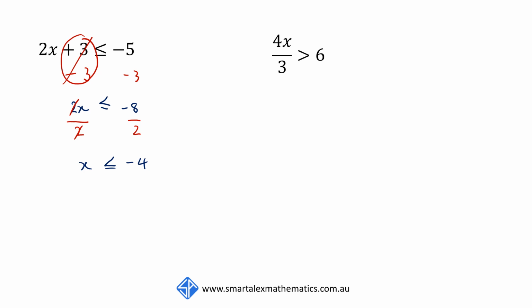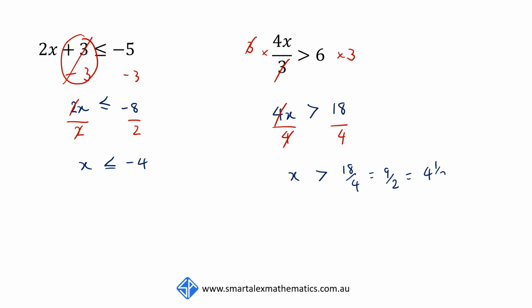The next one, we've got 4x divided by 3 is greater than 6. The first step, we're going to multiply both sides by a positive 3. That gets rid of the denominator. We have 4x is greater than 18. Remember that we do not reverse the sign again in this case because we're multiplying by a positive number. We then divide both sides by a positive 4. This does not reverse the sign, so the answer is x is greater than 18 over 4, or simply 9 over 2, or just 4.5.